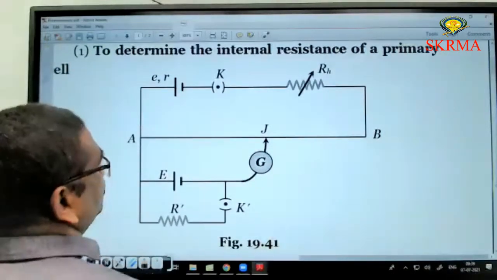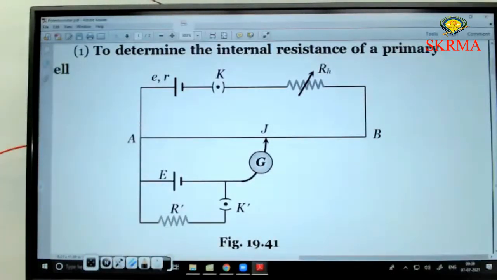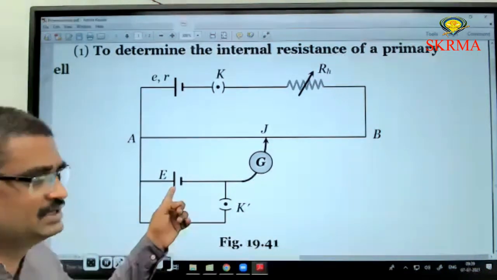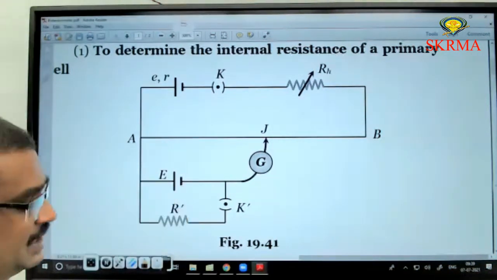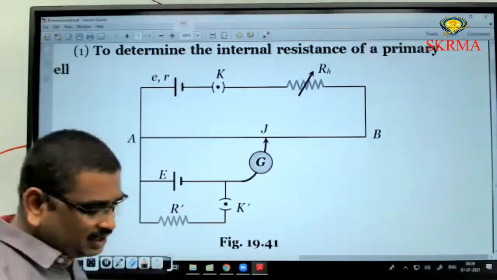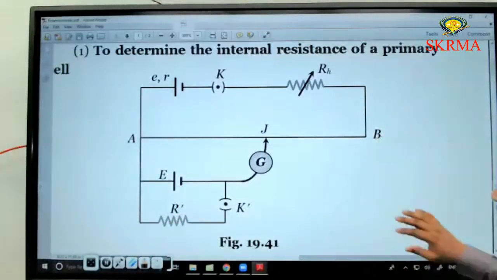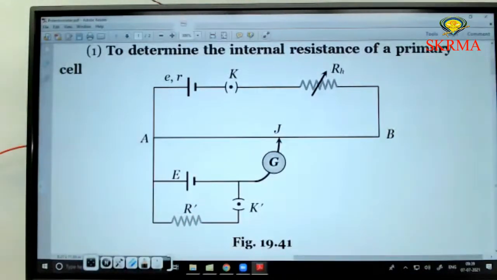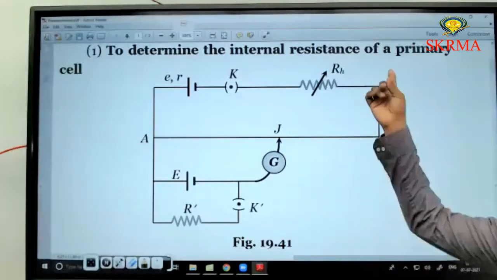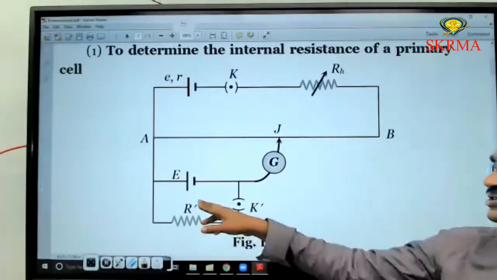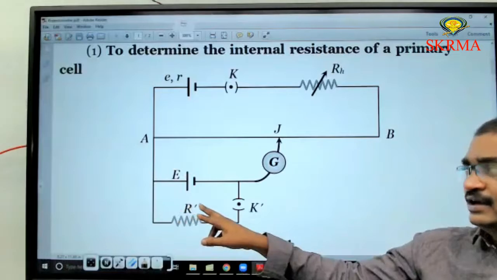Check it once. This is a basic potentiometer, a basic diagram with one cell connected. Here three different cases are there to solve problems. Now, first case: to determine the internal resistance of a cell. Just one cell is connected here in the circuit.